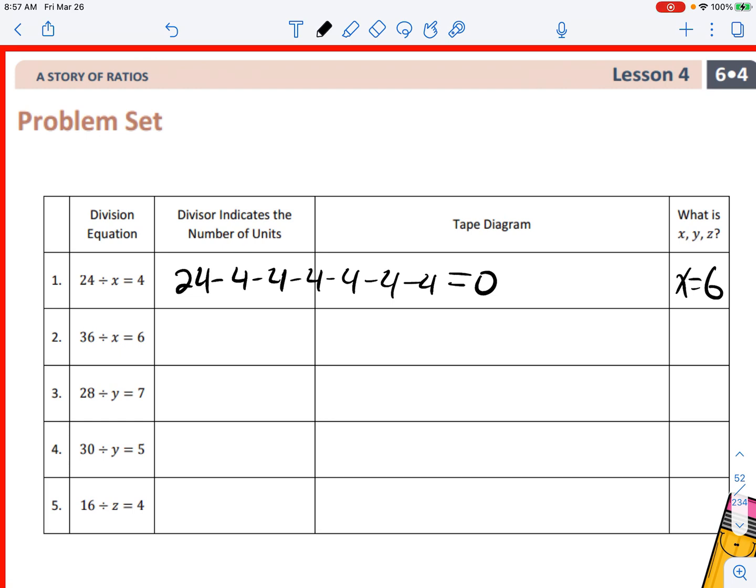All right, guys, do the rest on your own. Hold on to these papers, and we'll look over them on Monday. Don't throw them away. Keep them in a safe spot, and we'll talk about this on Monday.